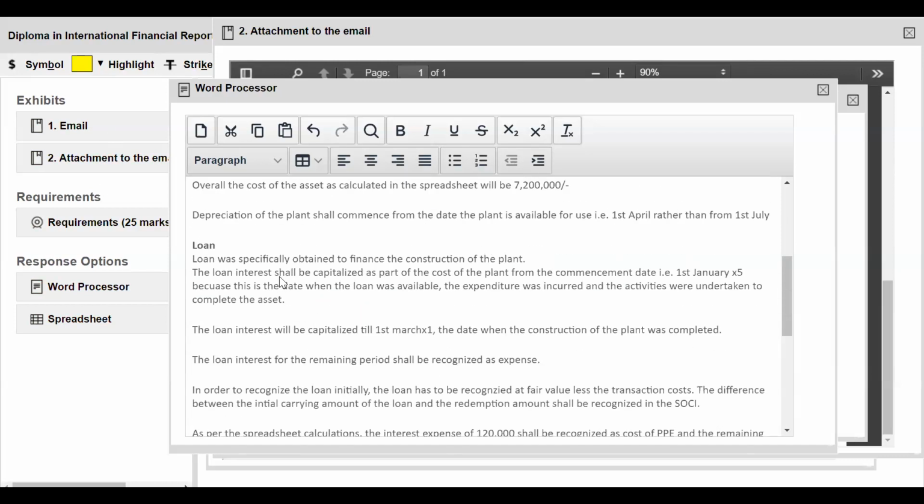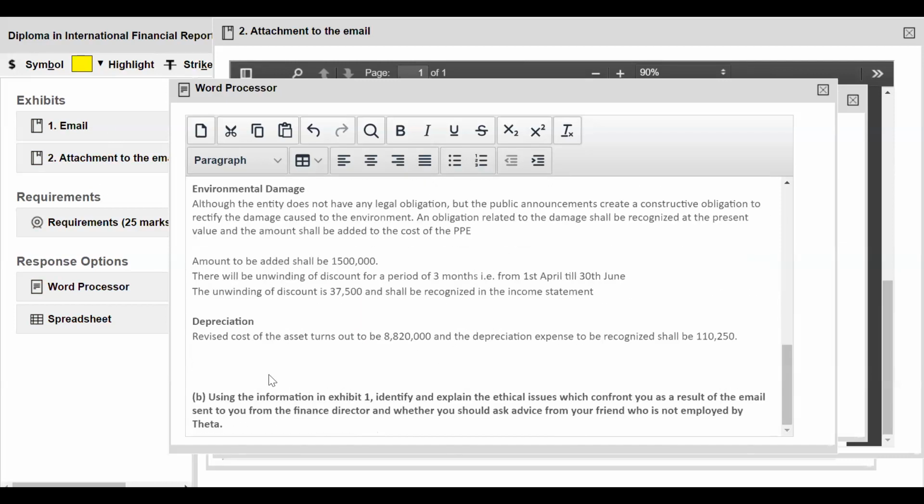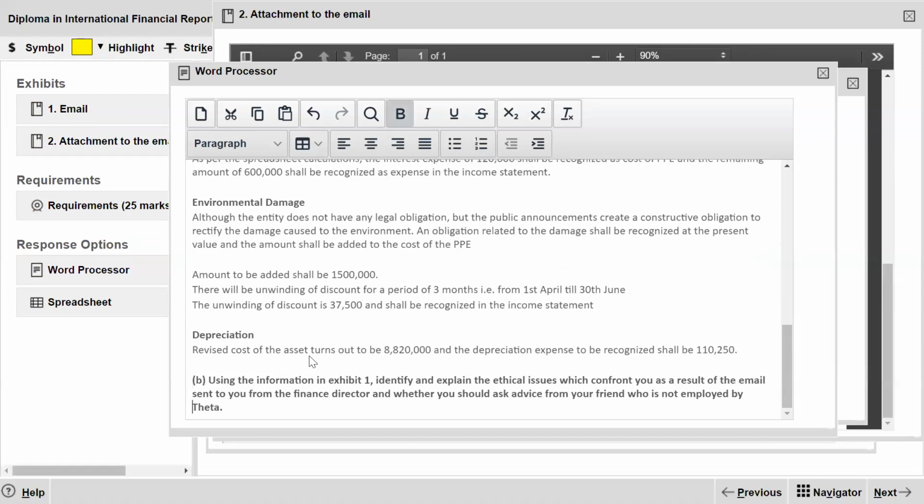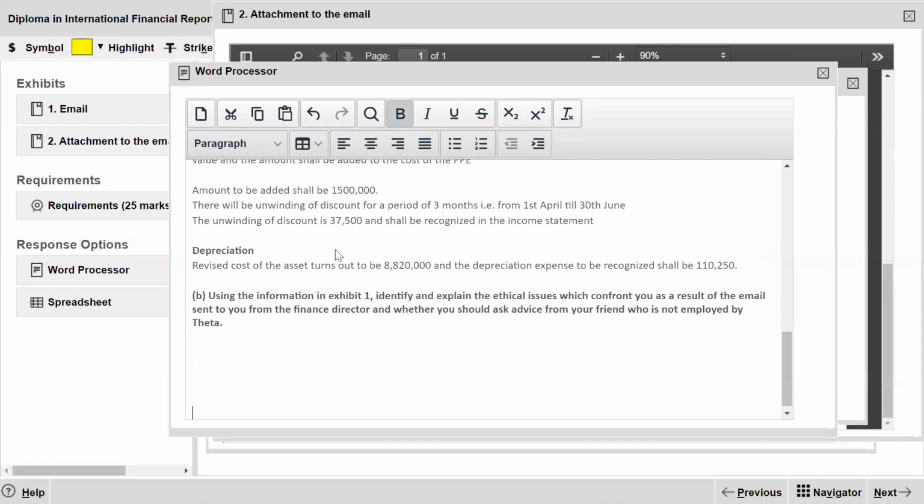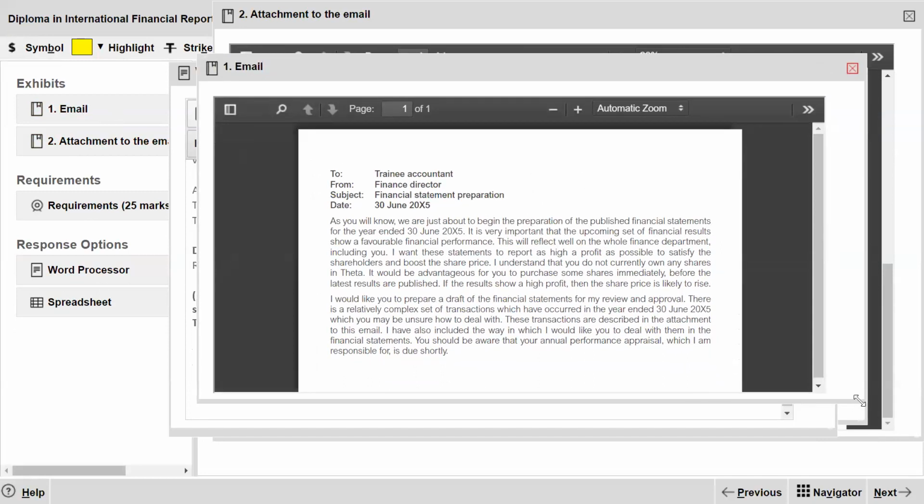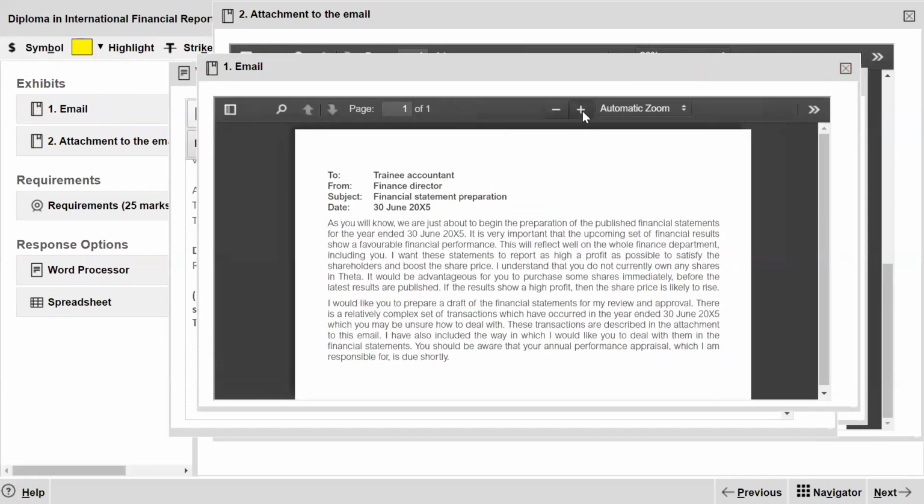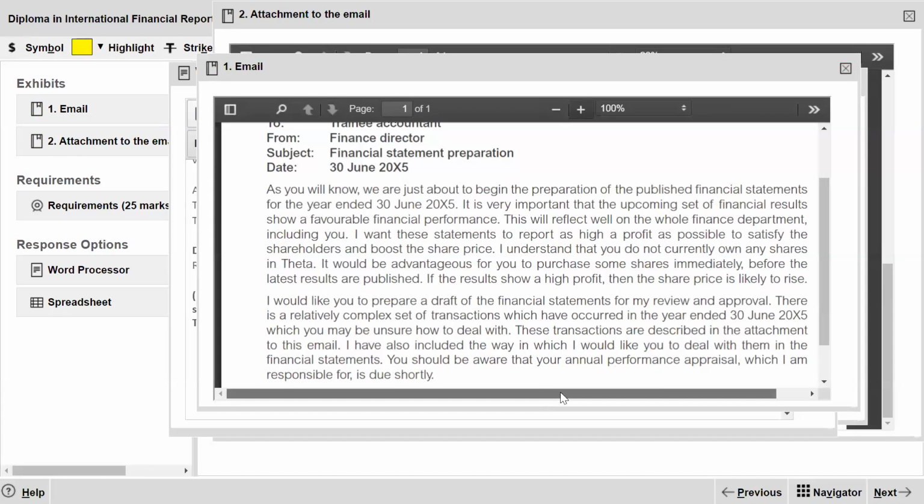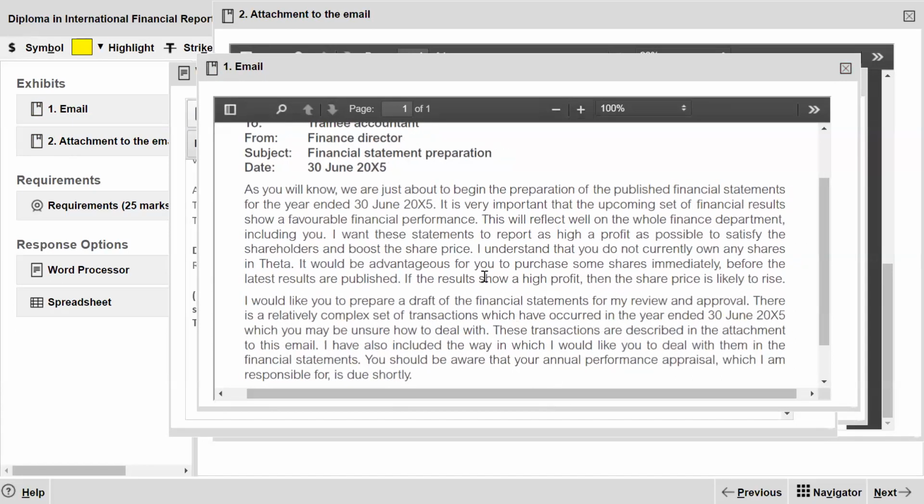There is this second requirement of the question, and that was about the ethical issues. So you have to talk about the ethical issues. Now let's just try to see how the ethical issues are going to be discussed. Let's look at the email now. It says that as you will know, we're just about to begin the preparation of the published financial statements for the year ended 30th June 2005. It's very important that the upcoming set of financial results show a favorable performance.